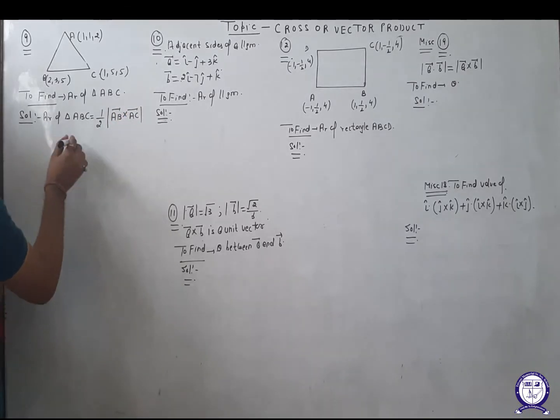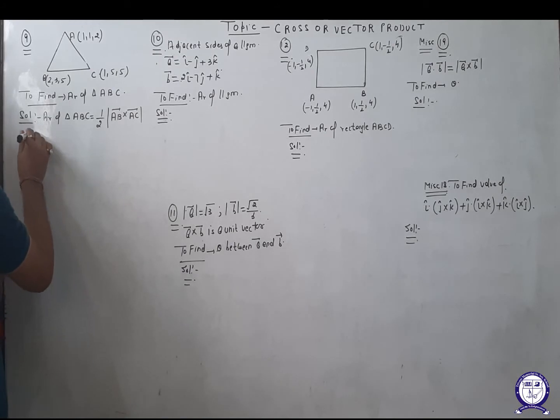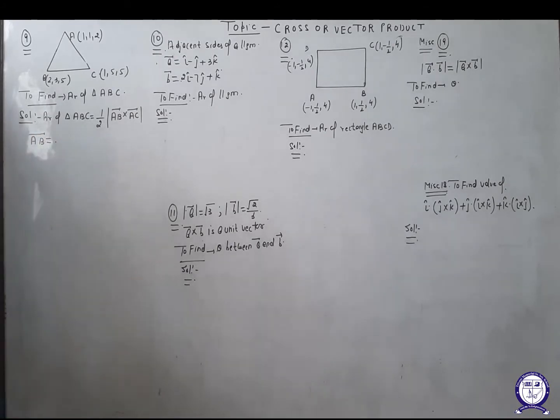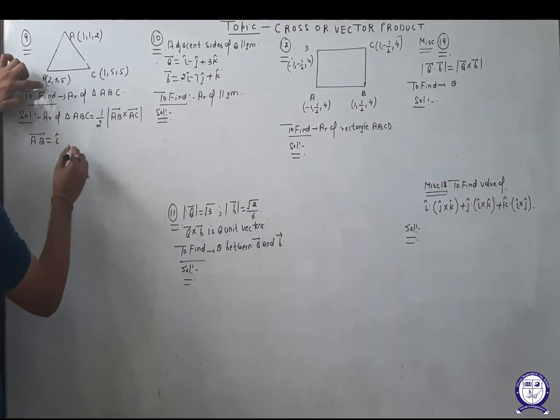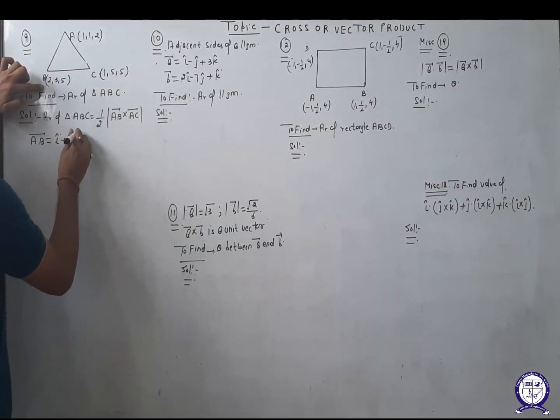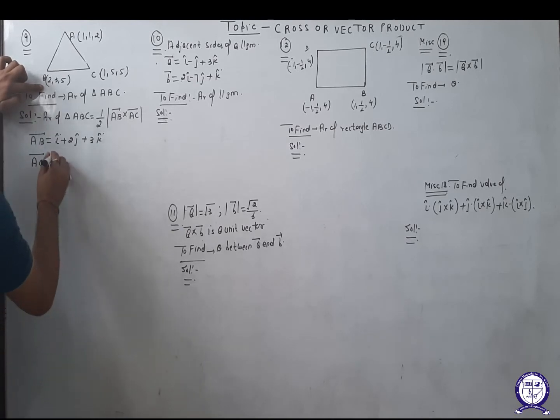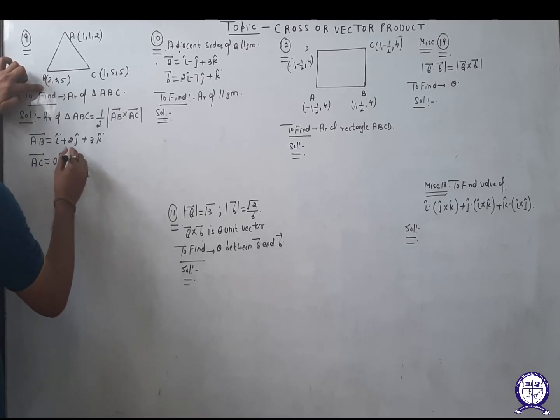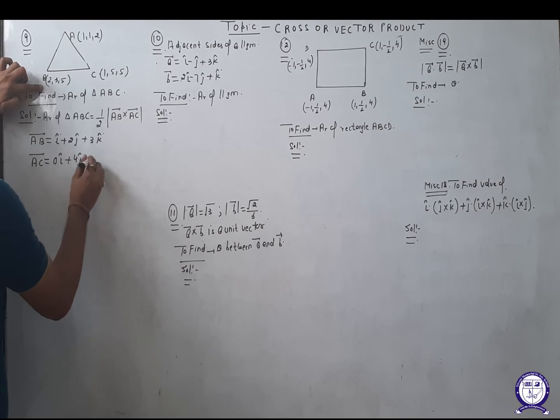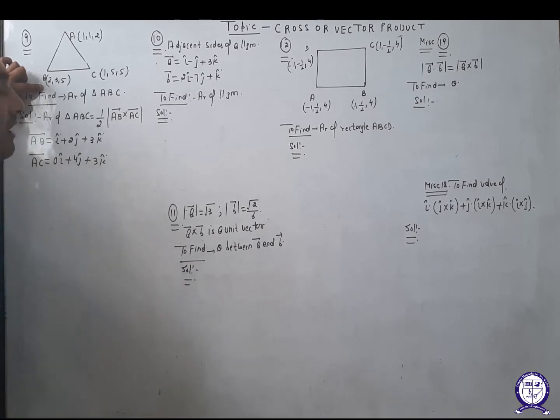First of all, get AB vector by final minus initial. AB: 2 minus 1, that is i cap, 3 minus 1, that is 2j cap, plus 3k cap. Get AC vector, again final minus initial, that is 0 i cap plus 4j cap plus 3k cap. Get their cross.